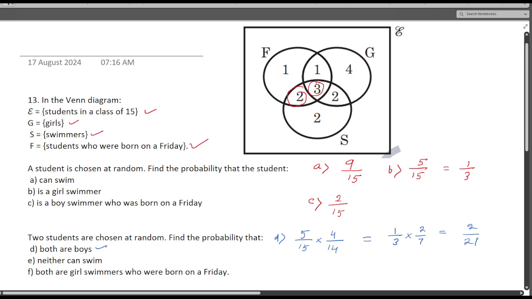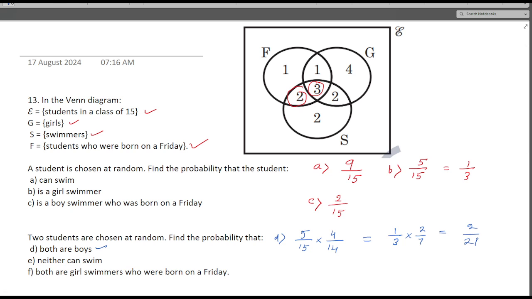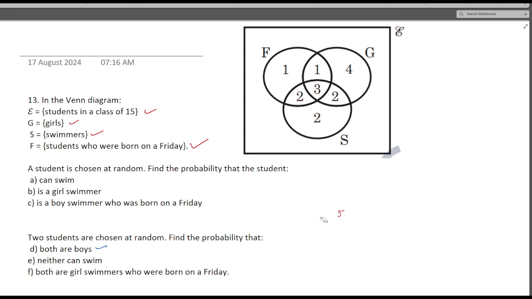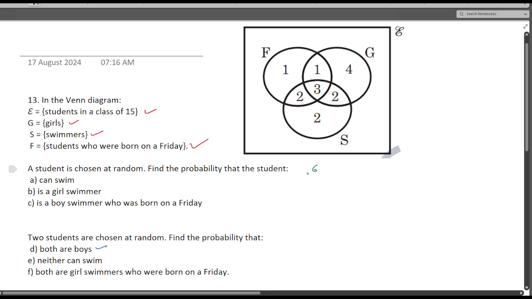Okay. Now E, neither can swim. Neither can swim. So the students I'm choosing are not swimmers. Okay, neither can swim. So the first student who cannot swim, its possibility is 4 plus 1, 5 plus 1, 6. So 6 divided by 15. This is E, we are doing the E part. And the second is also not a swimmer, will be 5 divided by 14. So this is 5 times 3, 15, and then 2 times 7 and 2 times 3. And this 3 will cancel. So the result is 1 divided by 7.